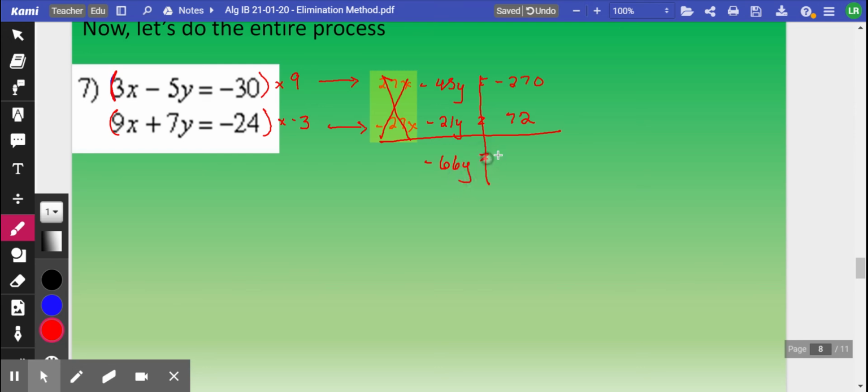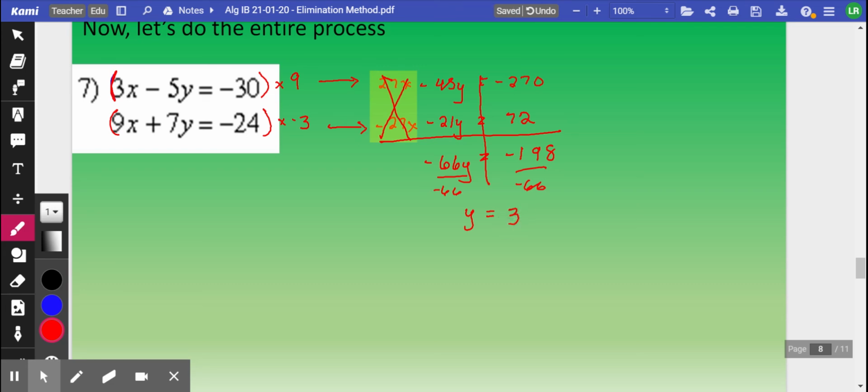Negative 270 plus 72 is negative 198. Divide by negative 66. And y is, I believe it's 3. Yep, y is 3.